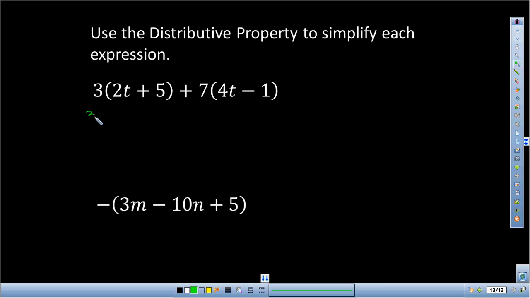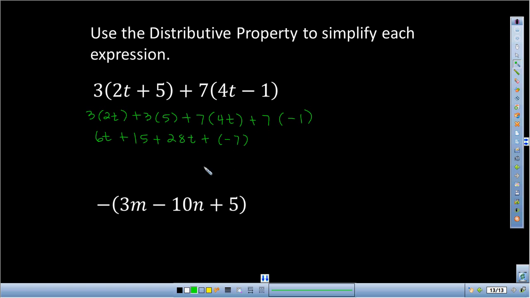So that will be 3 multiplied by the 2t, and we'll have 3 multiplied by 5. The 7 in front of the parentheses tells us we have 7 groups. So that means we have 7 of the 4t's, which we write as 7 multiplied by 4t, and we have 7 of the negative 1's, which we write as 7 multiplied by negative 1. When we do the multiplication, we have 3 multiplied by 2t is 6t, 3 multiplied by 5 is 15, 7 multiplied by 4t is 28t, and 7 multiplied by negative 1 is negative 7.